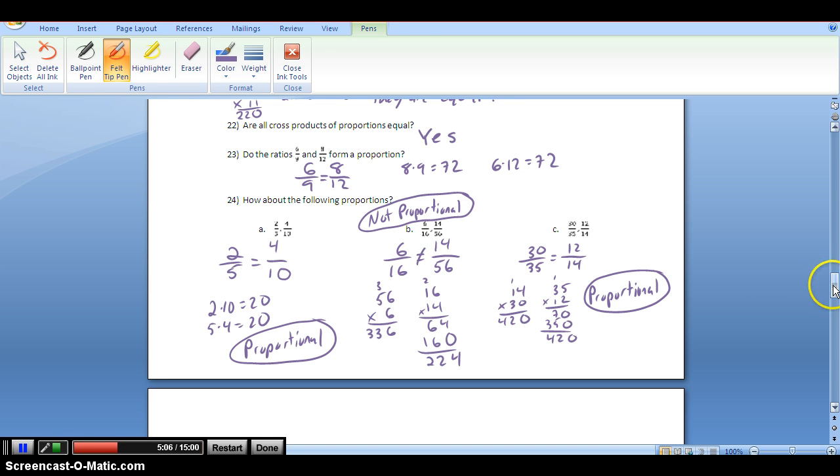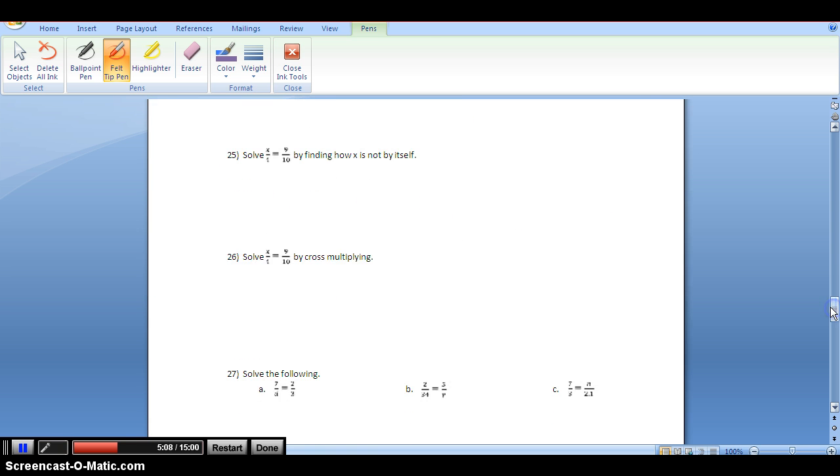All right, moving on to the next page here. All right, so this one, we're going to use this whole idea of proportions to be able to solve something. What's really interesting about this is because we know there's an equal sign in there. That says that these are proportions and they are true. So if we know that, then we know that their cross products must be equal.